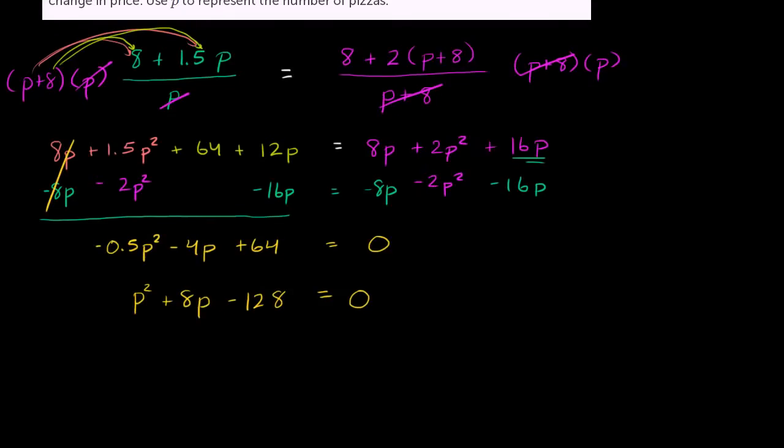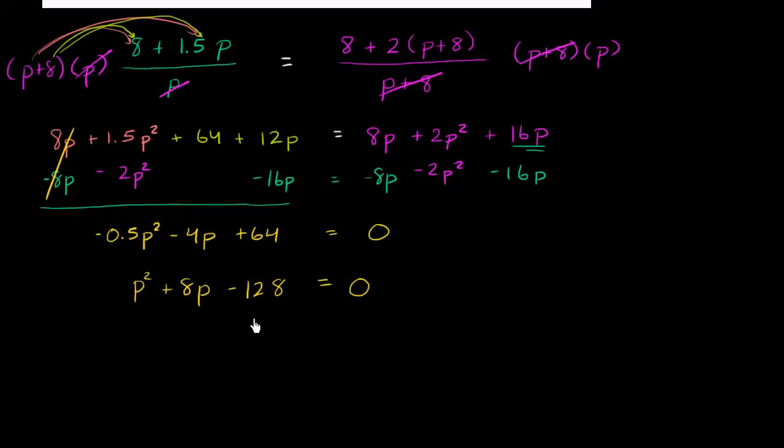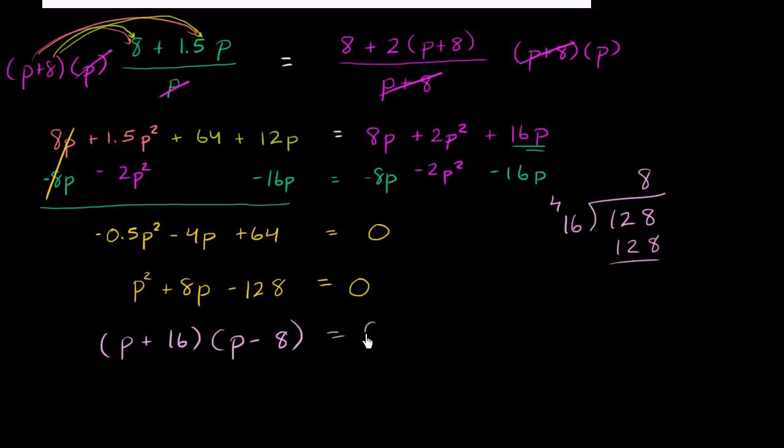So if we think about 128, let's see, 16 goes into 128. Let me work through this. Does it go 8 times? 8 times 6 is 48. 8 times 10 is 80, plus 40 is 128. Yep, it goes 8 times. So 16 and 8 seem to work. If you have positive 16 and negative 8, the product would be negative 128. So we can factor this as p plus 16 times p minus 8 is equal to 0.